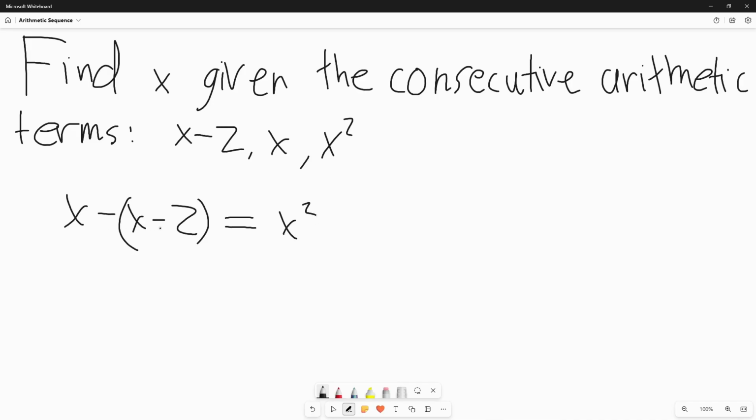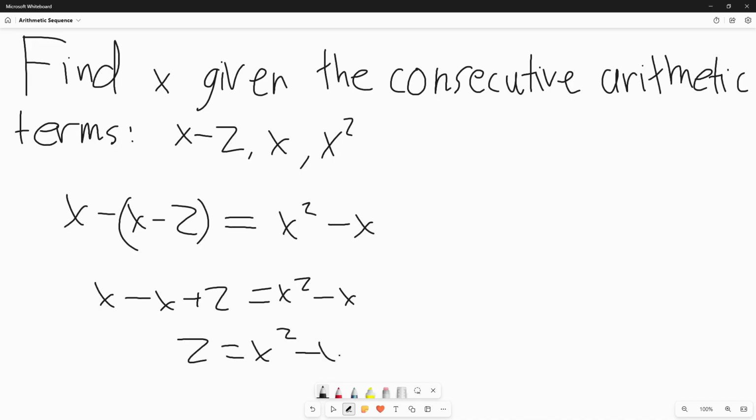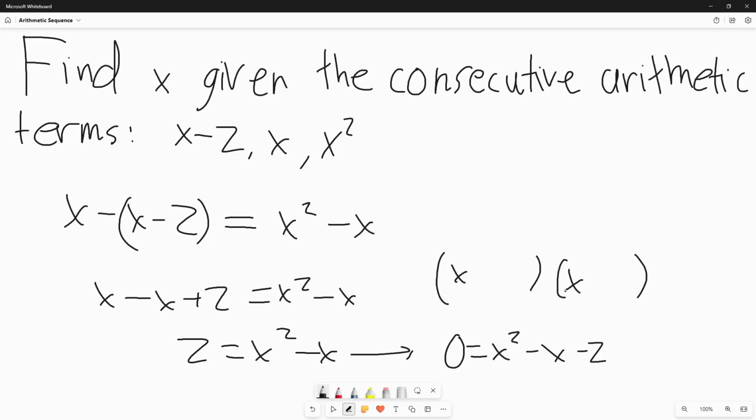So x minus 2 is equal to x squared minus x. Let's simplify this. x minus x plus 2 equals x squared minus x. 2 equals x squared minus x. 0 equals x squared minus x minus 2. We have a quadratic here, so let's factor it. This is pretty easy to factor. x minus 2 times x plus 1. And so we get x equals 2 and negative 1.